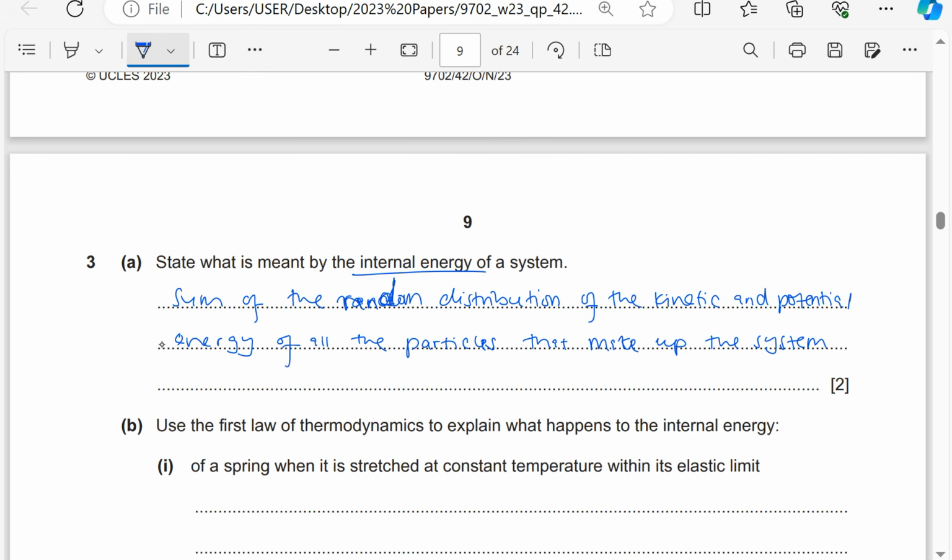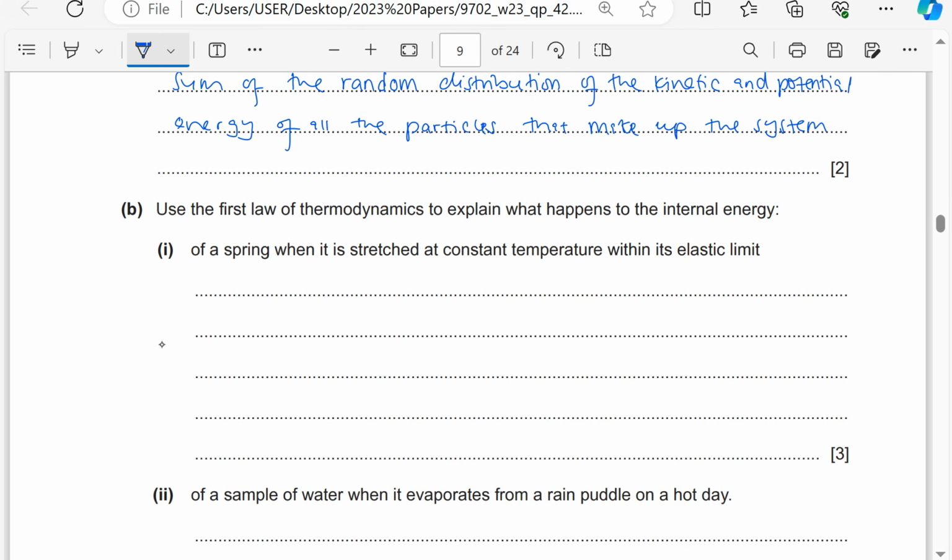What is the spelling of random? The sum of the random distribution of the kinetic and potential energy of all the molecules or all the particles that make up the system.